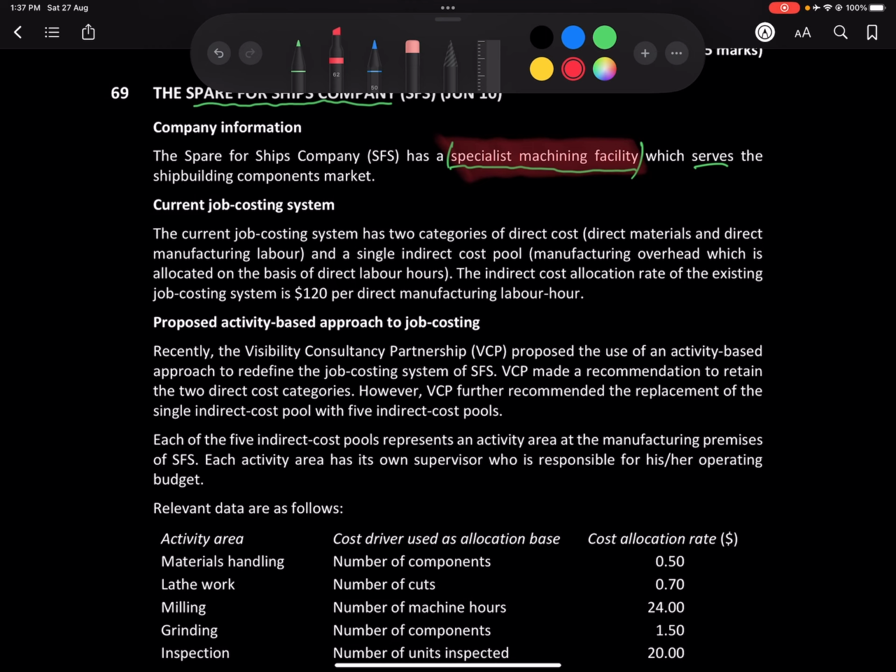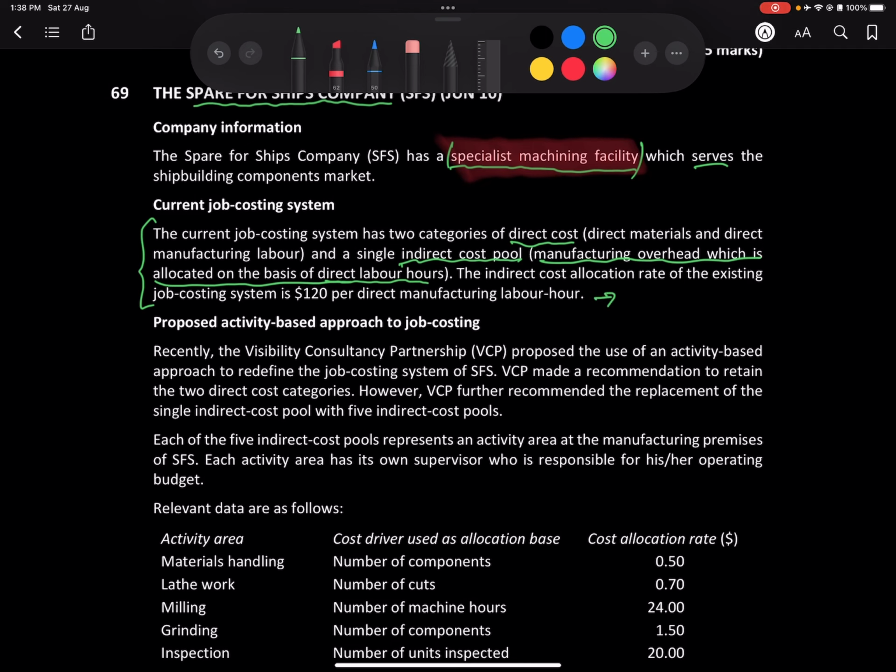Another thing is let's look at the current job costing system. So what do they have currently? The current system has two categories of direct cost: direct materials and direct manufacturing labor. And then a single indirect cost pool. It's not divided into activities. It's manufacturing overhead, which is allocated on the basis of direct labor hours. So basically traditional costing. The indirect cost allocation rate of the existing job costing system is 120 per direct manufacturing labor hour.